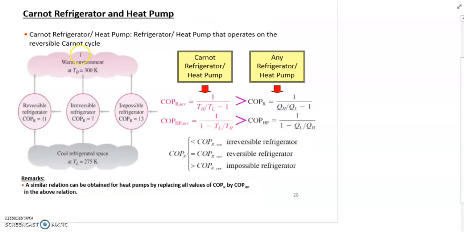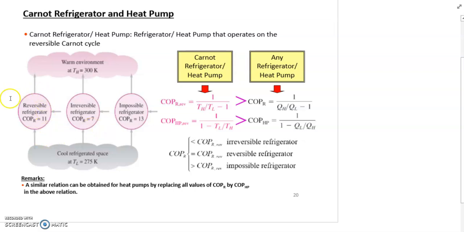Okay, so now we look at Carnot refrigerator and heat pump. In Carnot heat engine, we use the word efficiency, but for Carnot refrigerator and heat pump, we'll use the COP, COP reversible. So this is the formula.